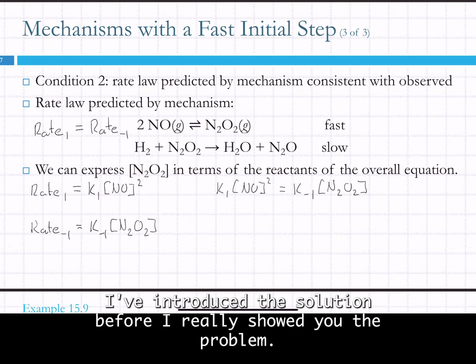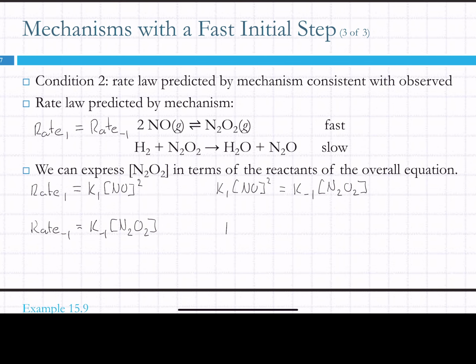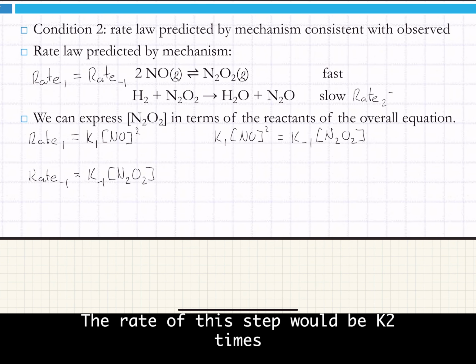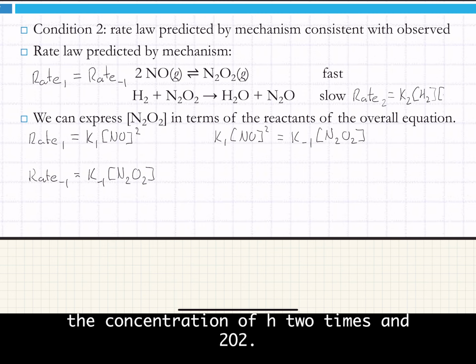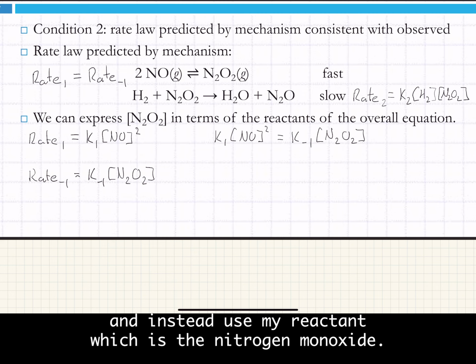I guess I've introduced the solution before I really showed you the problem. Because if we want to write the rate for the slow step, I need another page. If we want to write the rate for the slow step here, the rate of this step would be k2 times the concentration of H2 times N2O2. And the problem is that concentration of N2O2. We can't have our overall rate dependent on that intermediate. But I can get rid of that intermediate and instead use my reactant, which is the nitrogen monoxide.